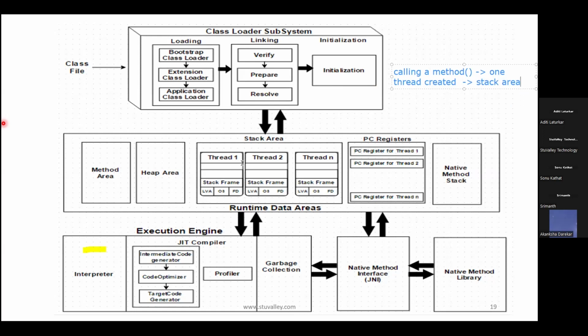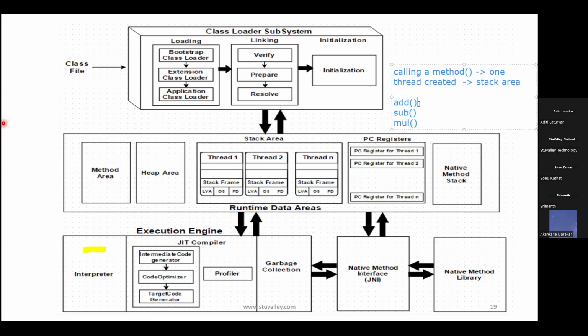Okay, so suppose you have n number of methods in your class. For example, I am saying add, subtract, and multiplication. All these 3 methods are there. So for these 3 methods in my class, whenever I am calling these methods, each and every method call will have a separate thread created, and memory gets allocated for these 3 different threads, okay, in the stack area.